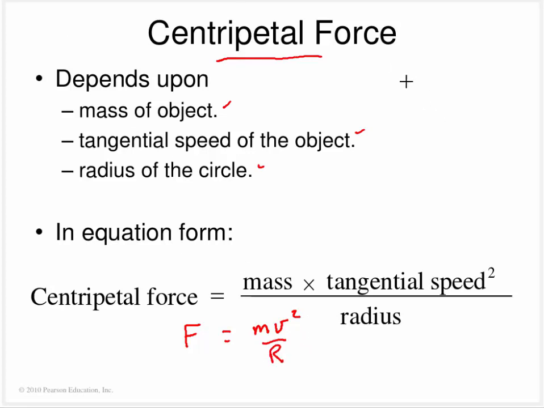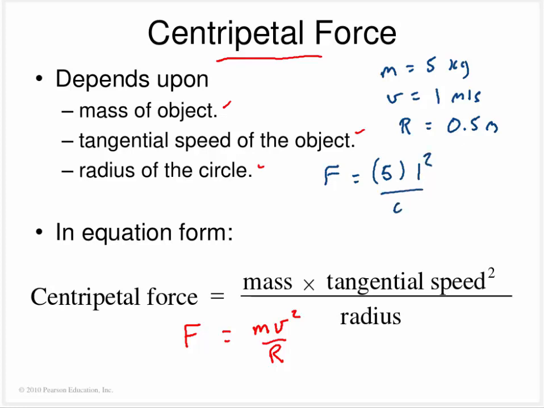Let's do a quick little calculation. Suppose we had a mass of 5 kilograms and we decided we wanted to swing it around at a speed of, let's say, 1 meter per second. And the radius is going to be 0.5 meters. Then the amount of force is going to be 5 kilograms multiplied by 1 squared divided by 0.5, or a force of 10 newtons.